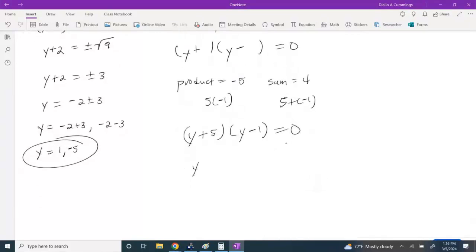I can use the zero factor property. I can take each factor, set it equal to 0. And if I solve them, y is going to equal -5, right? Because I transpose +5 across the equal sign. And y is going to equal 1. And that gives me my two solutions, -5 and 1.